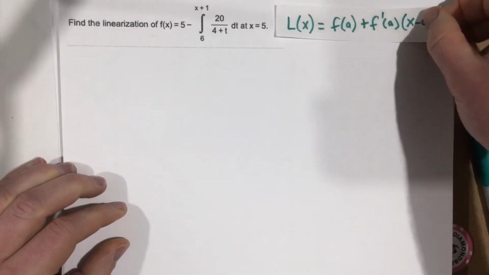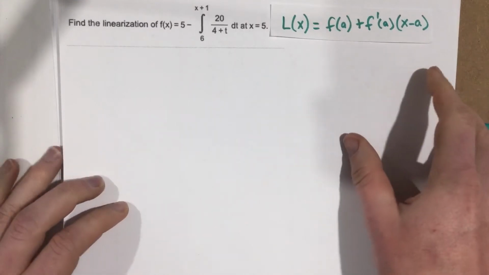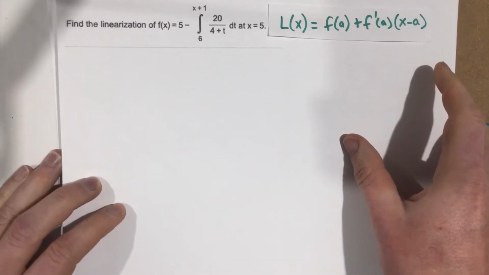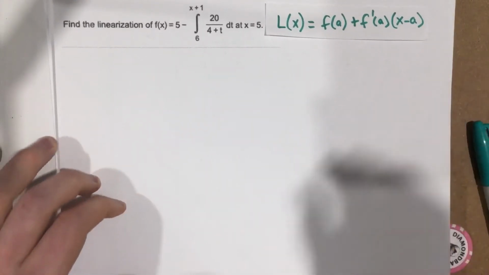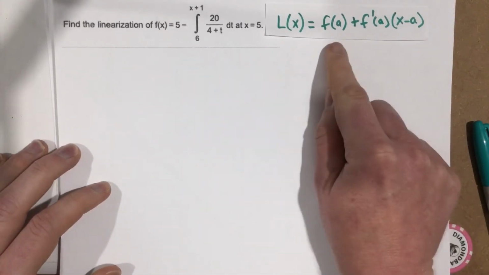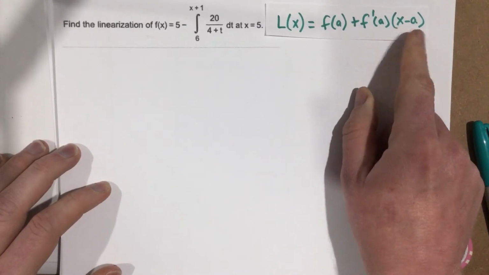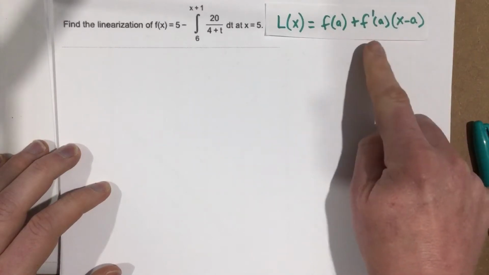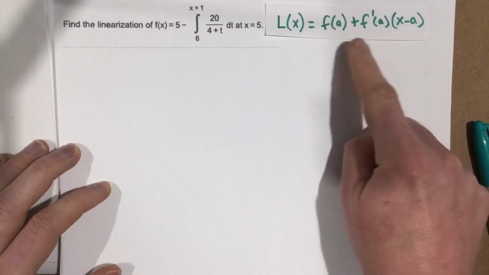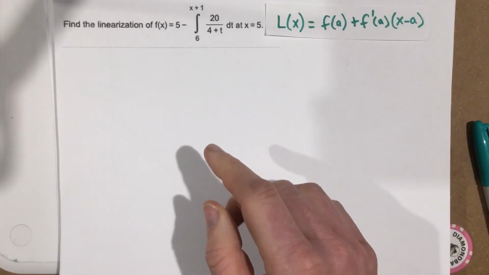To find a linearization, I have this formula here. If you watch the video on YouTube, they do a great job of explaining the formula. They say the linearization equals f of a plus f prime of a, remember f prime of a is just the slope, times x minus a. This is actually just point slope form. Linearization means make this thing into a linear function.